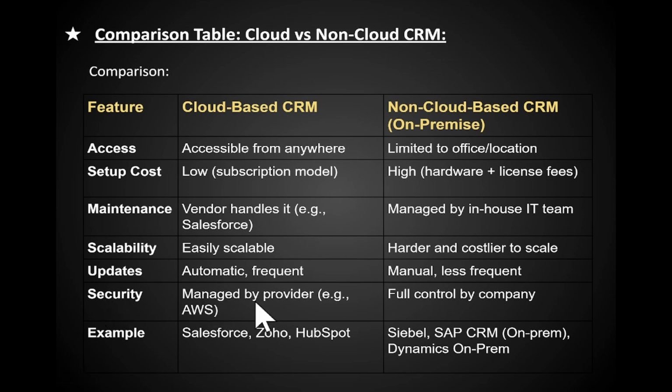Security: managed by the provider. Here we took the example of AWS, but we have Salesforce too, so all these security problems will be managed by the provider. For on premises, this security you have to handle by yourself. It means if it is hacked, then you are responsible. Salesforce is not responsible for that. Example: Salesforce, HubSpot. We already discussed this example, right?